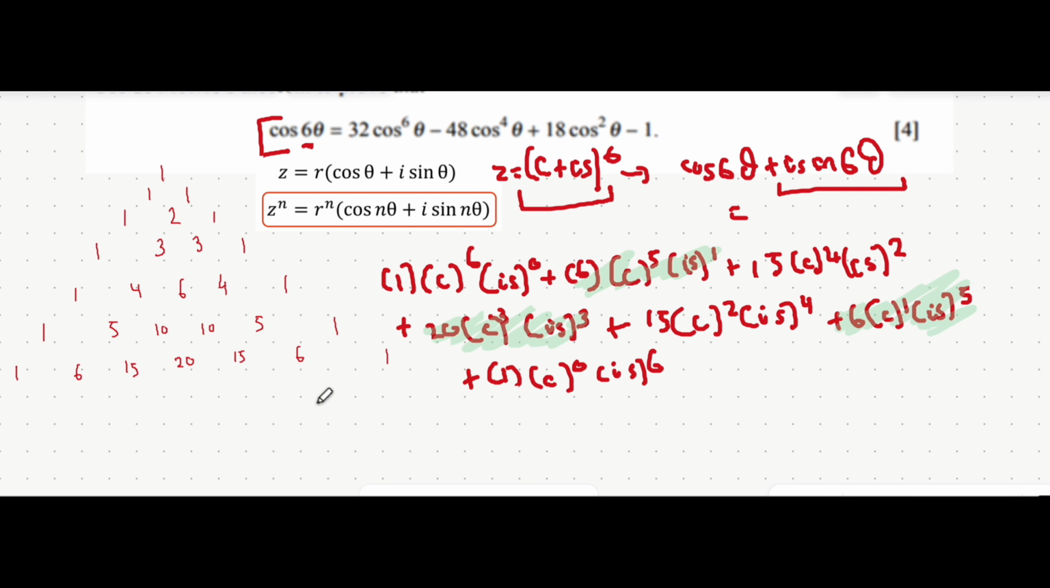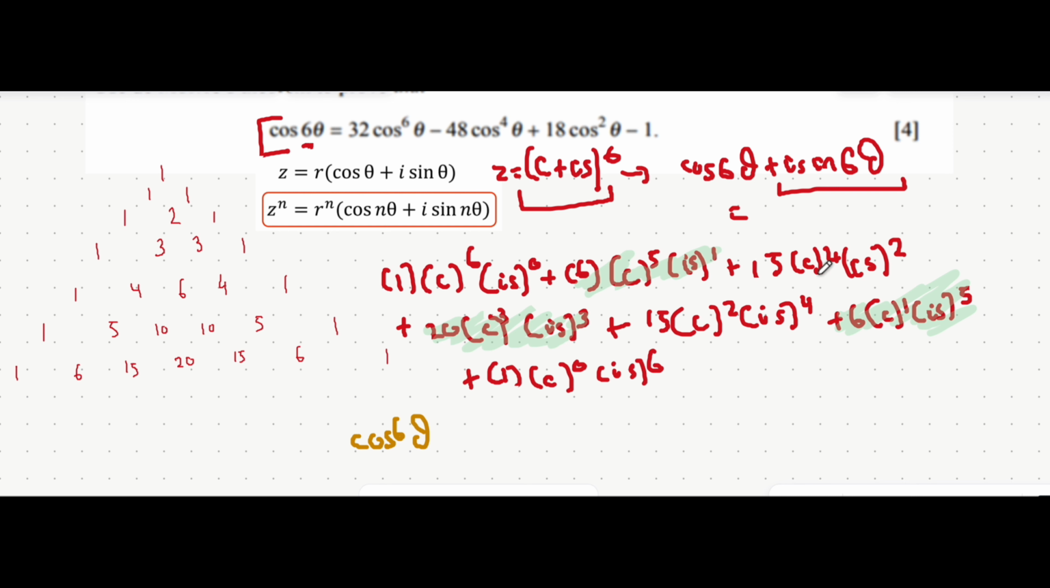All other 4 variables actually give you real parts. And let's go through how we determine those real parts. So first of all, this first one, i is to the power of 0. That just gives you 1 because anything to the power of 0 is 1. Then we have 1 times cos to the power of 6. So that first term will become cos to the power of 6 theta.